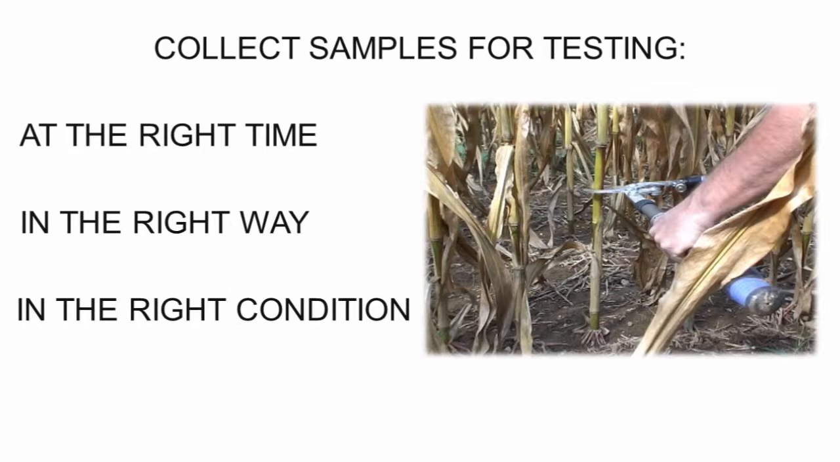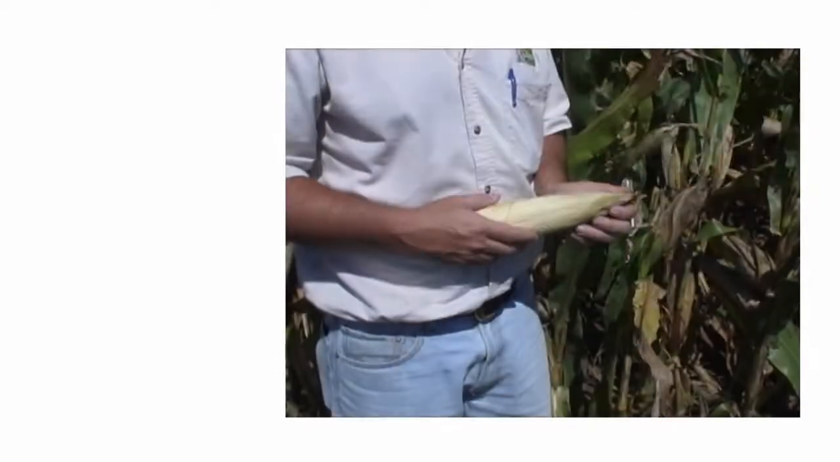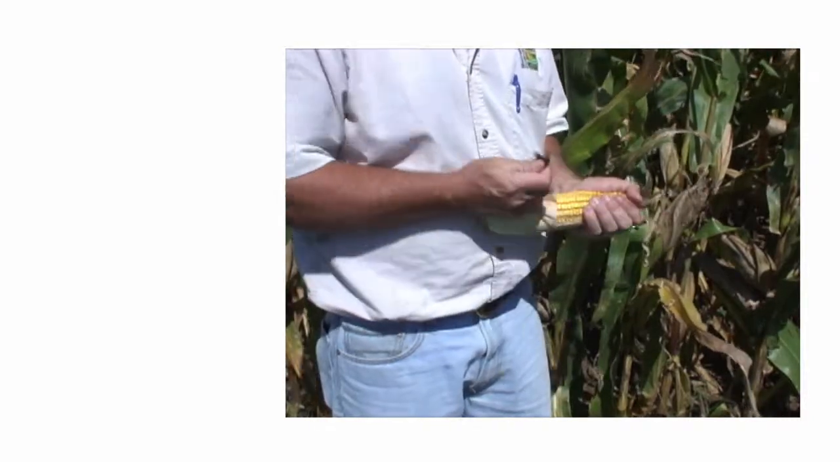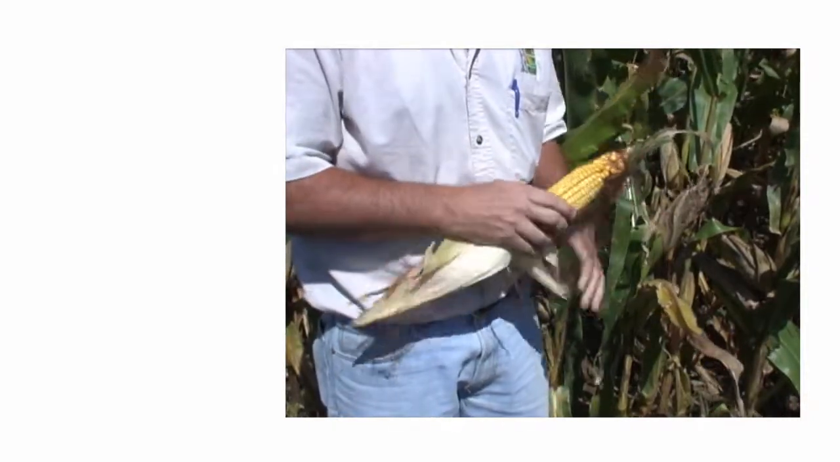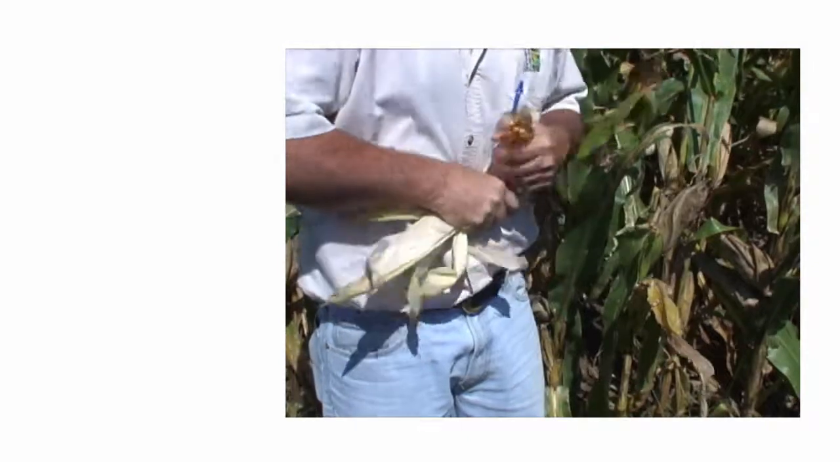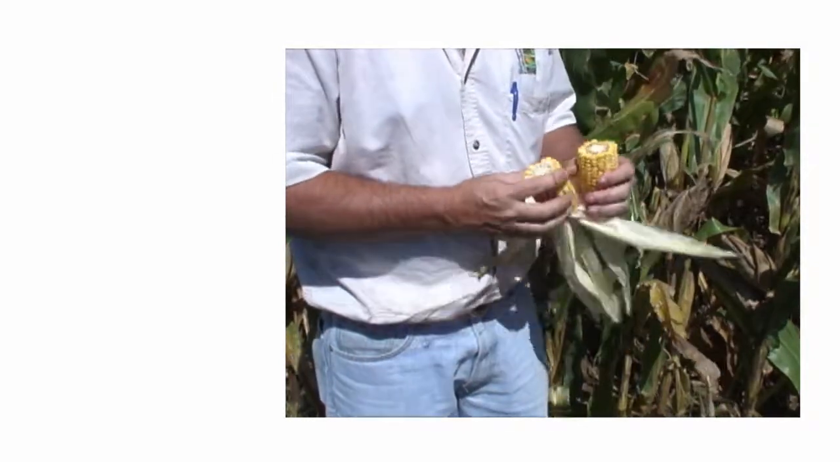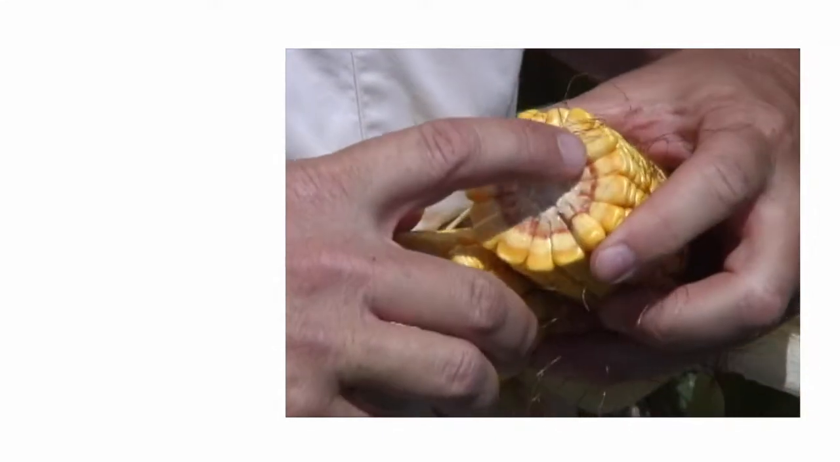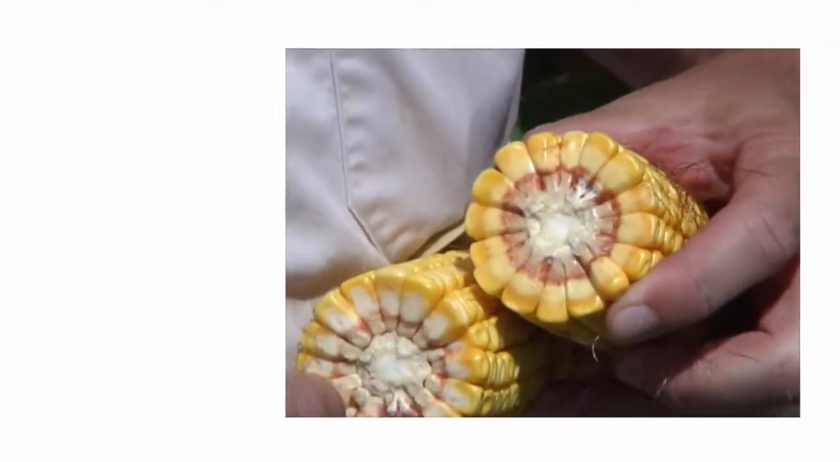But in order to get accurate results, it is important to collect samples for testing at the right time, in the right way, and in the right condition. The earliest that stalk nitrate samples can be taken is at 1/4 milk line. Milk line can be seen by breaking an ear apart and looking at the kernels towards the top or tip end of the ear. In this case, the milk line has migrated down about 1/3 of the way from the outside part of the ear to the center.